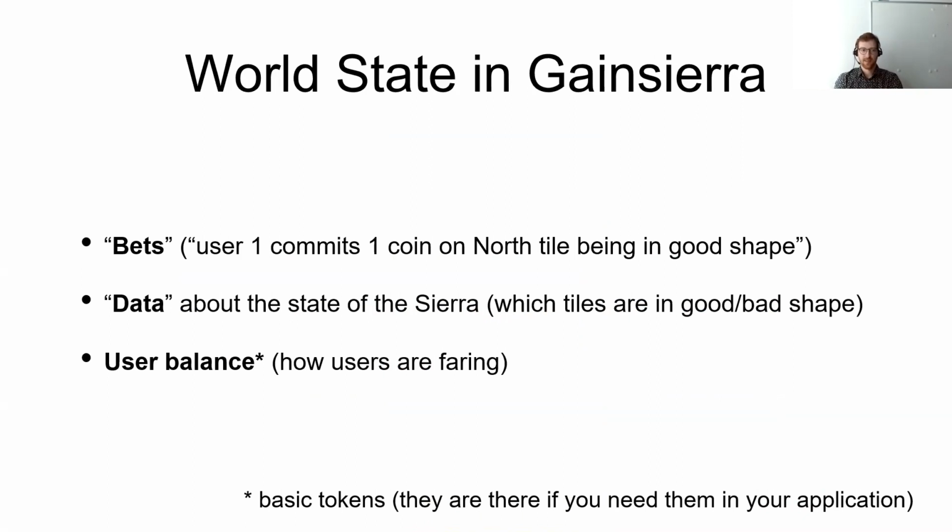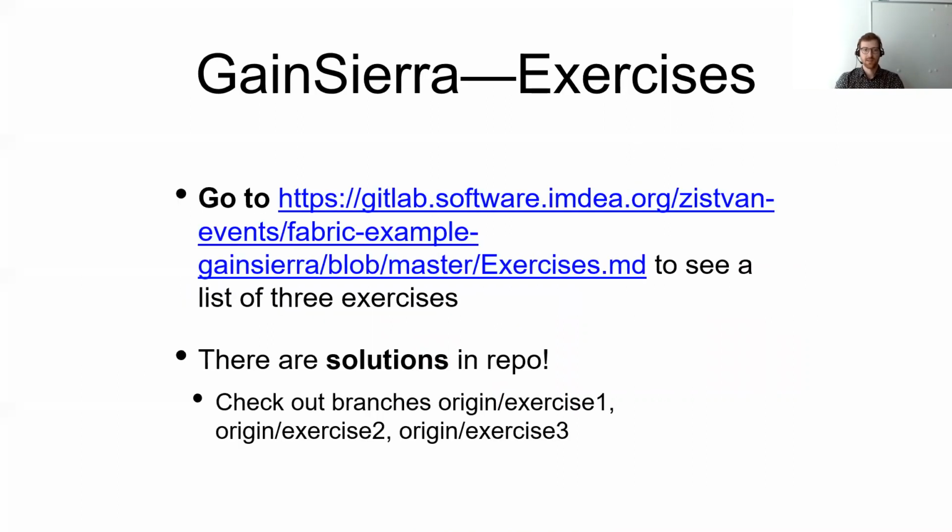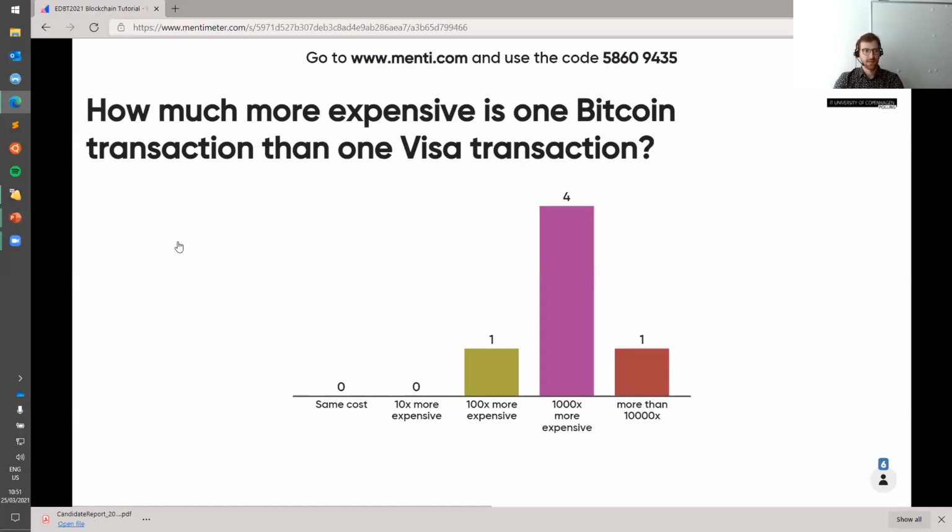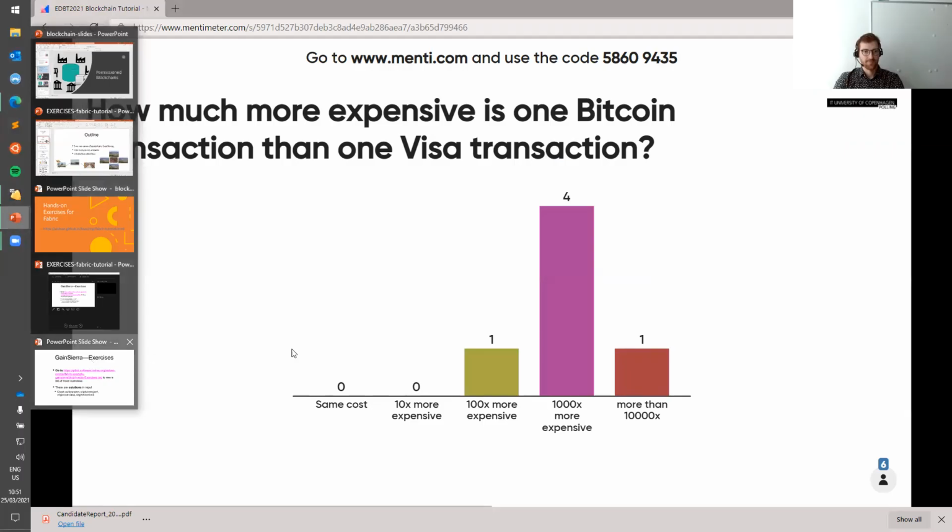So this is what you will see. It's a different type of application where instead of dealing with data management, more like items and shipments, it's about some state and then some bets, so to say, and user balance. If you go into the repository, there's a file with exercises, and then you have the solutions also done for you, so you can check them out.